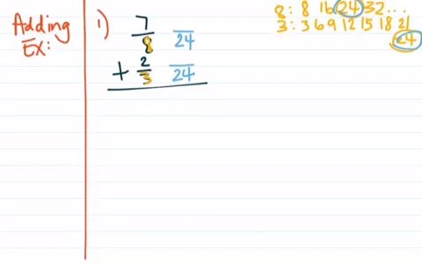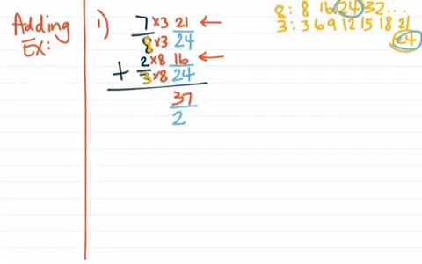Whatever I had to do to 8, I had to take 8 times 3 to get 24, so I'm going to take 7 times 3, so that's 21. And for my other fraction, I had to take 3 times 8 to get 24, so I'm going to take 2 times 8, that is 16. Now I have my common denominators. The next step in adding fractions is to add the numerators. So if I add 21 and 16, I get 37. Next step is to keep the denominator. The denominator was 24. And then our last step is to simplify if possible.